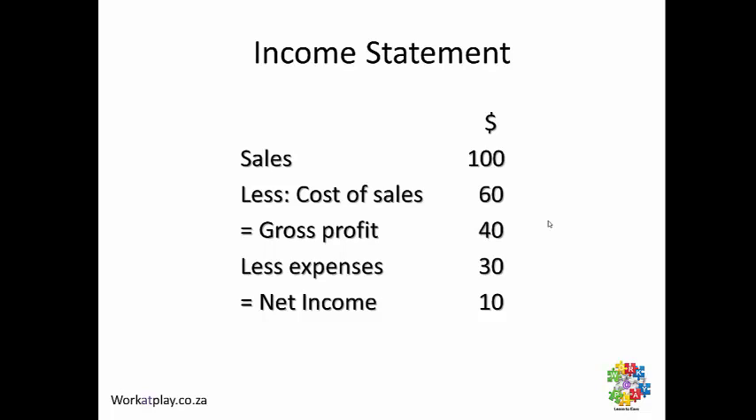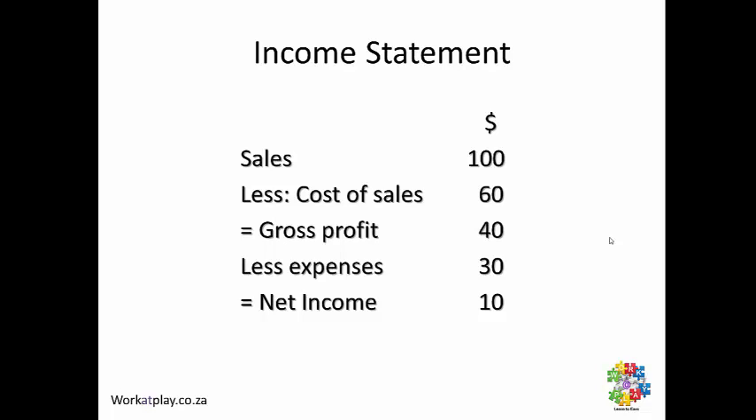This is really your basic income statement. It starts off with sales, less cost of sales gives you gross profit, less expenses gives you your net income. Sales is when you make a sale, the money that you get in for it. The cost of sales is the cost directly associated with that product. So if I'm selling bottled water for a total of $100, but the bottled water actually cost me $60, that's my cost of sales. I'm left with a gross profit of $40.